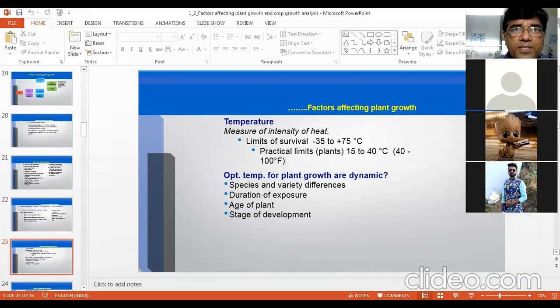Temperature. Temperature is the measure of, or we will start this temperature in the next link. I think in the next link, I can stop here.